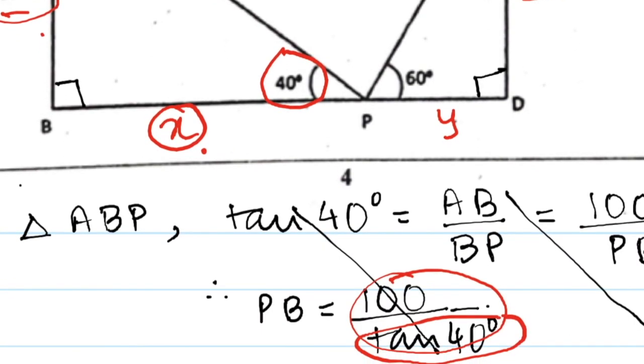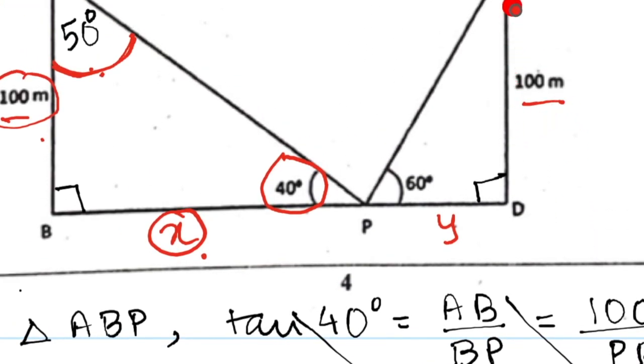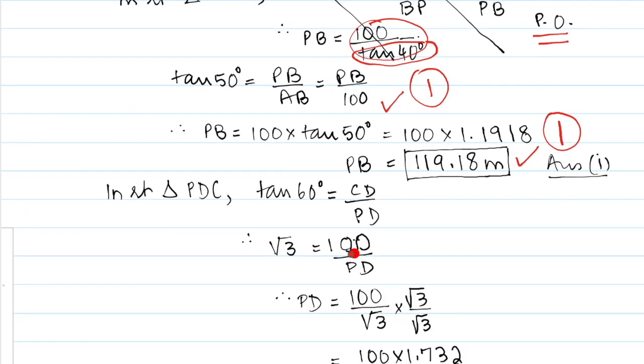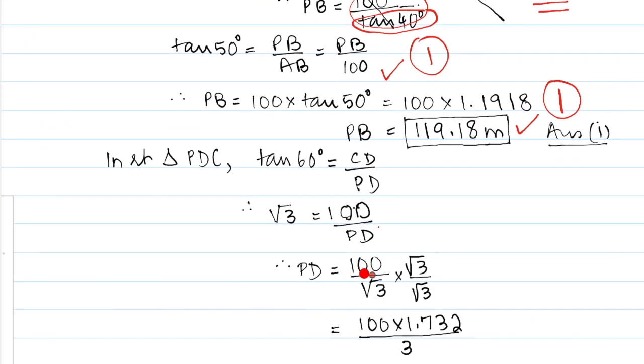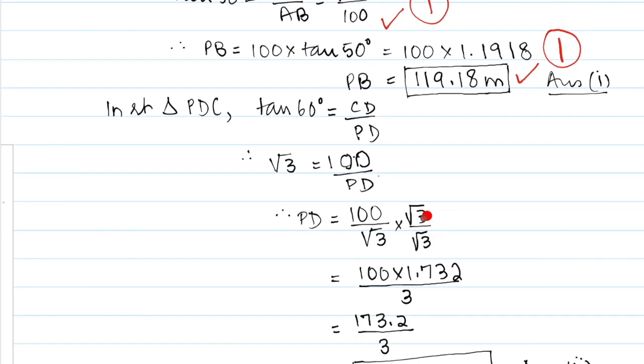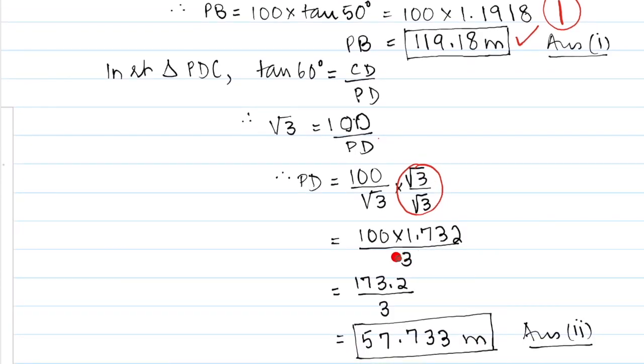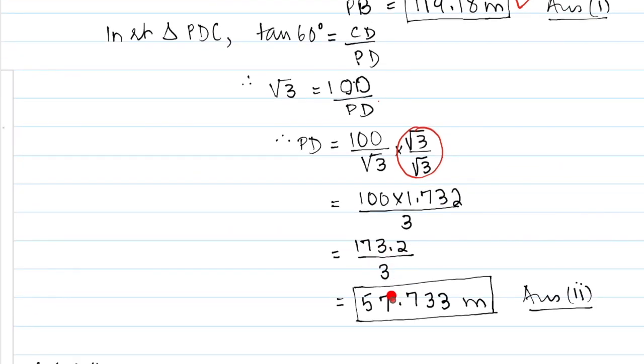So let us look at tan 60 is going to be CD upon PD. So root 3 is equal to CD is 100 meter upon PD. So PD will be 100 upon root 3, and then we rationalize it like so. Okay. So after rationalizing, we will get 173.2 upon 3, and then we divide by 3, and you can round off to 1 decimal place also.